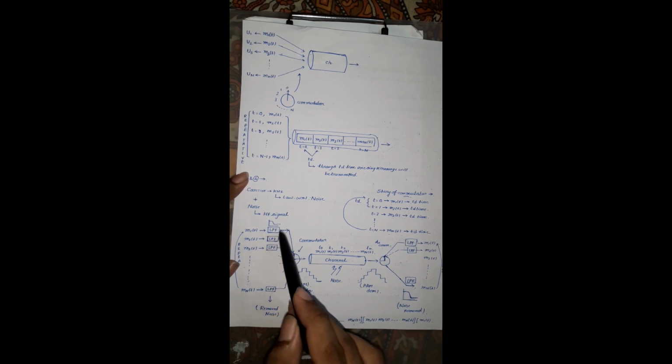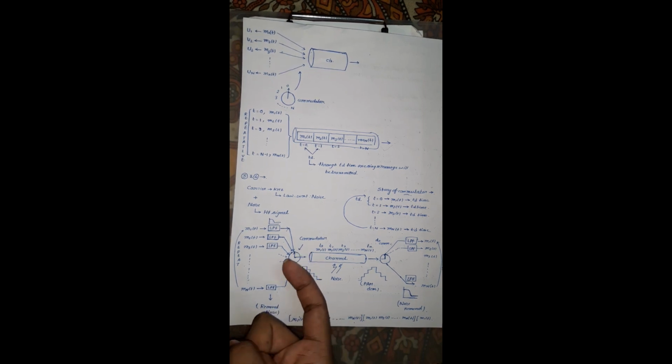Okay, the opposite task of the multiplexing, that is the demultiplexing. Now in the multiplexing, whatever we have done, basically we have seen that the lower frequency message signal may contain the noises also, so that's why a low pass filter has been attached, and we have attached the commutator, which is sequentially sampling the message signals and converting the message signals into PAM signals.